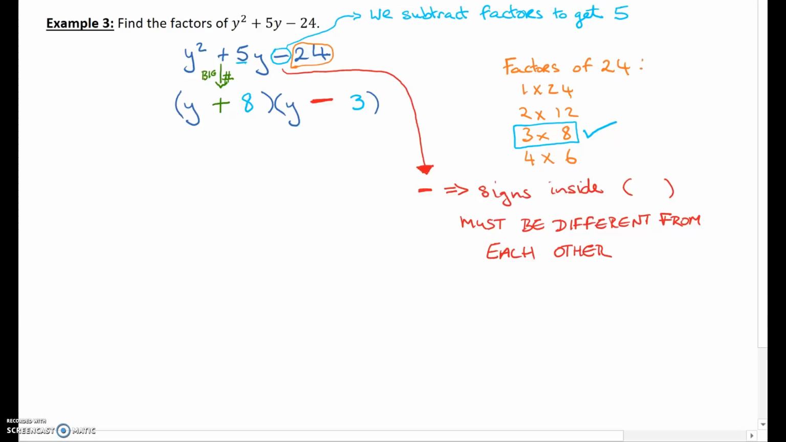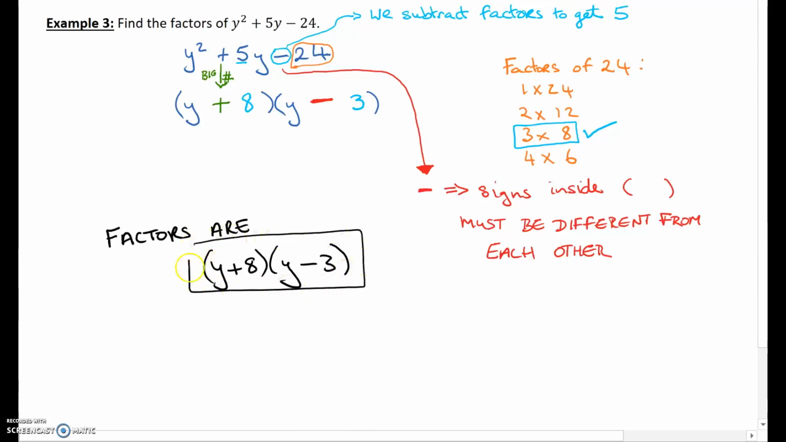And therefore, your answer, the factors, are y plus 8 and y minus 3. Now remember, if you use FOIL, or if you multiply this by distribution, you'll have to get the expression y squared plus 5y minus 24, and if you do get that, it proves that these are the correct factors. I'll leave you to do that, so if you want to expand this out using FOIL or distribution, just to make sure that you get the original expression, and that will confirm that these are the right factors.